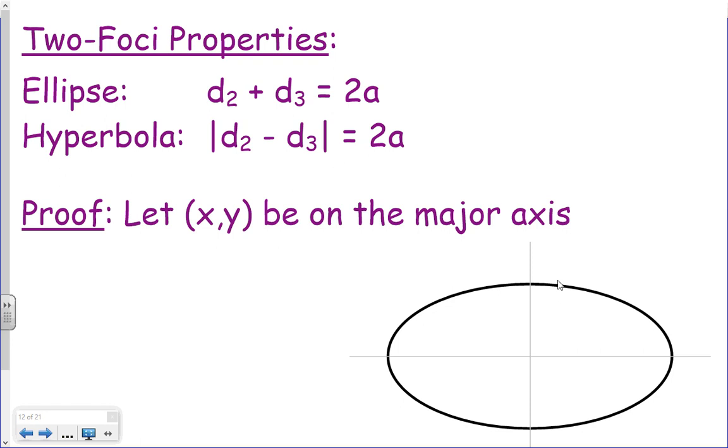So for each of these, we're going to prove the property for the ellipse and realize that there is a similar technique you can use to come up with the proof there for the hyperbola. But let's go through the proof here for the two foci properties there for the ellipse. To help us out here, what we're going to do is pick a point xy on the major axis. So I'm going to go ahead and label that.